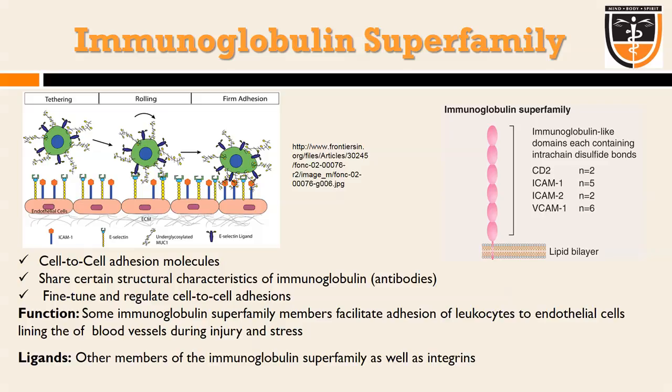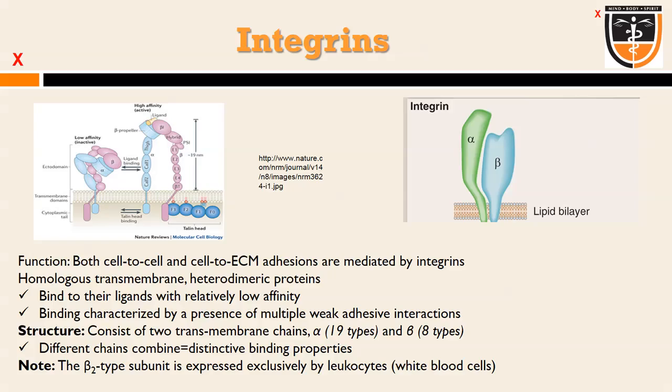Now, some immunoglobulin superfamily members will facilitate the adhesion of leukocytes, your white blood cells, to endothelial cells, cells that line the inside of your blood vessels, which will happen during stress or inflammation. So what do they bind to? They bind actually to other members of the immunoglobulin superfamily, and they bind to integrins. Now, these are the integrins.